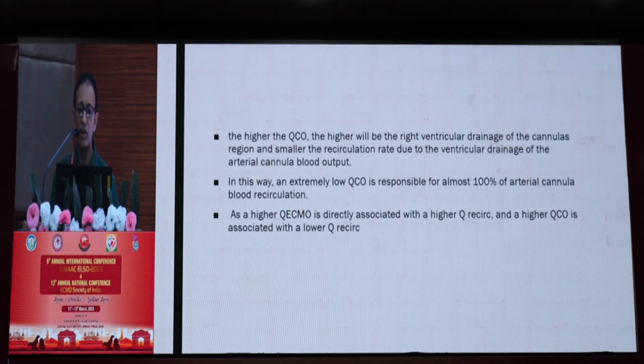So the higher the cardiac output, the higher will be the ventricular drainage of the cannula, and the smaller the recirculation, and vice versa.